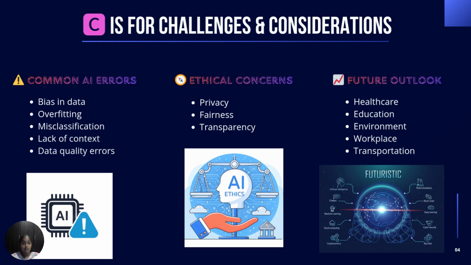Self-driving cars are a big example. They're designed to reduce accidents caused by human error and make traffic flow more efficient. Imagine calling a car that drives itself to pick you up. That's the kind of future AI is steering us toward.